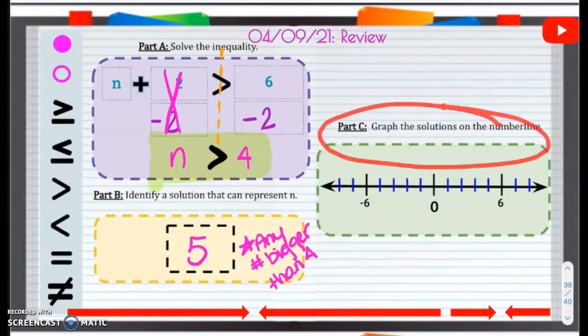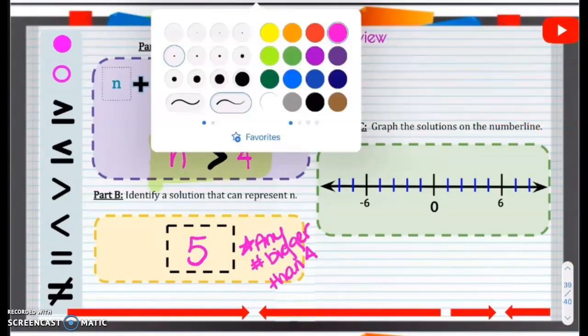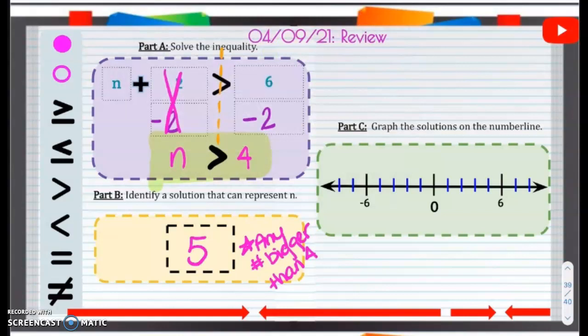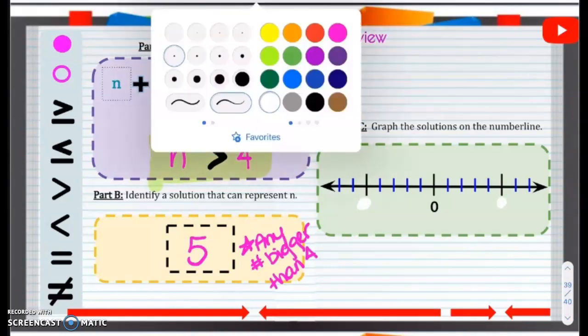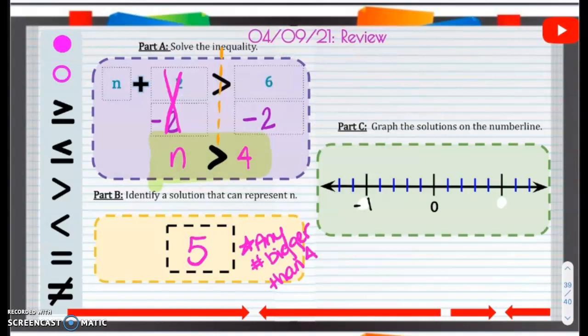Now, we're going to graph it. So I know your favorite part. So we are, I don't know why it says 6. We're going to make that a 4. We are going to put our 4.